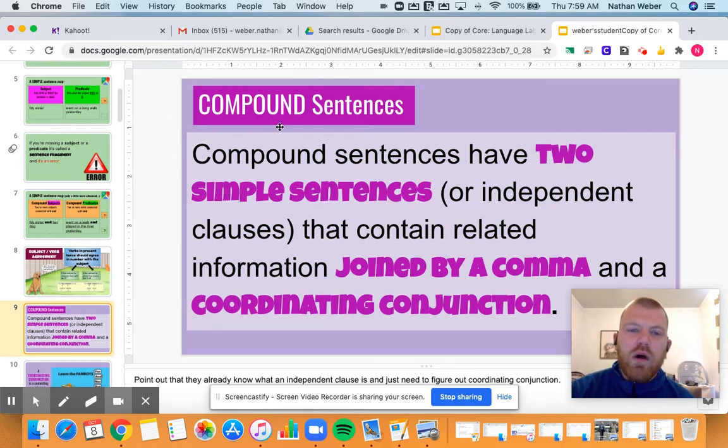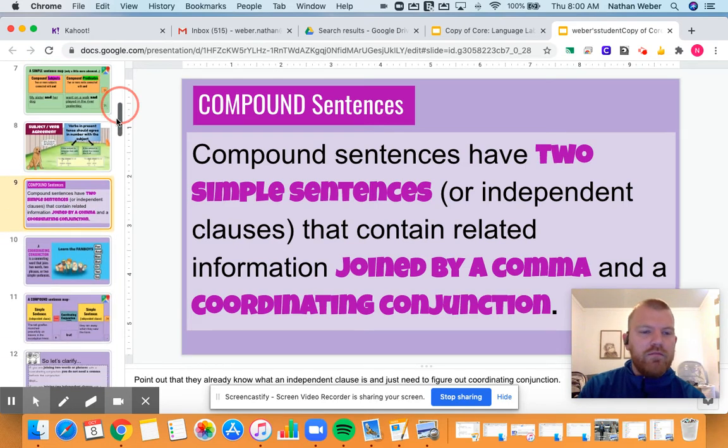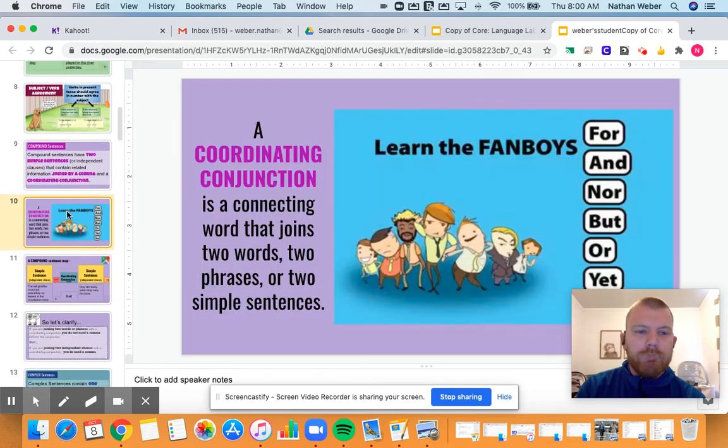And again, write this down as well. Compound sentences have two simple sentences, also known as independent clauses, that contain related information joined by a comma and a coordinating conjunction. And again, please write this down. And you're probably wondering, what's a coordinating conjunction, Mr. Weber? And I'm going to go over that right now.